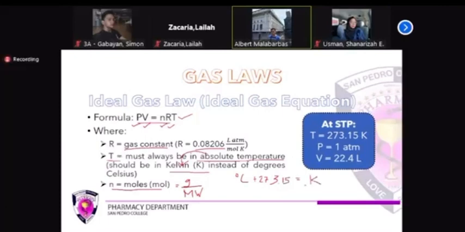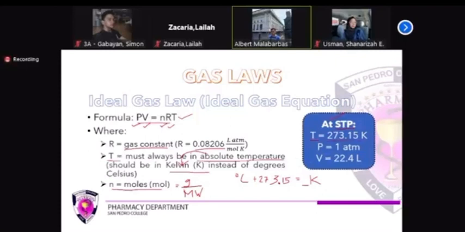Actually, in all gas law problems, para safe daw, mas maayo na i-convert siya to absolute temperature in Kelvin. Now, sometimes in problems, it would state to you that ang computations, it should be done at STP. Ang ibig sabihin natin ng STP, it's standard temperature and pressure. It is stated here that the temperature is 0 degrees Celsius, pero it should be converted man to absolute temperature.